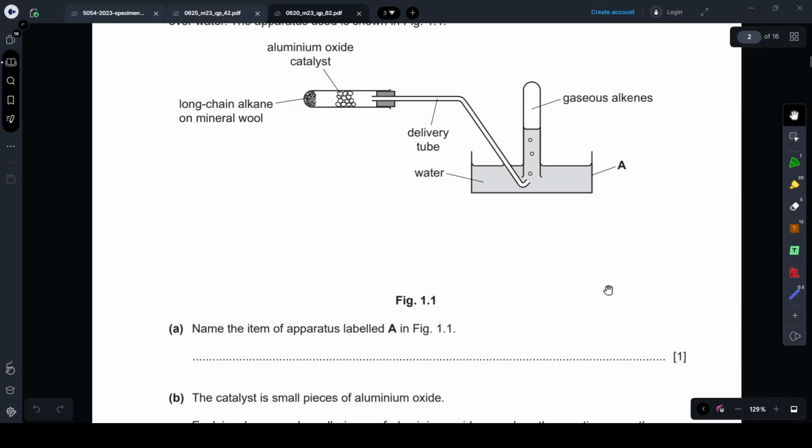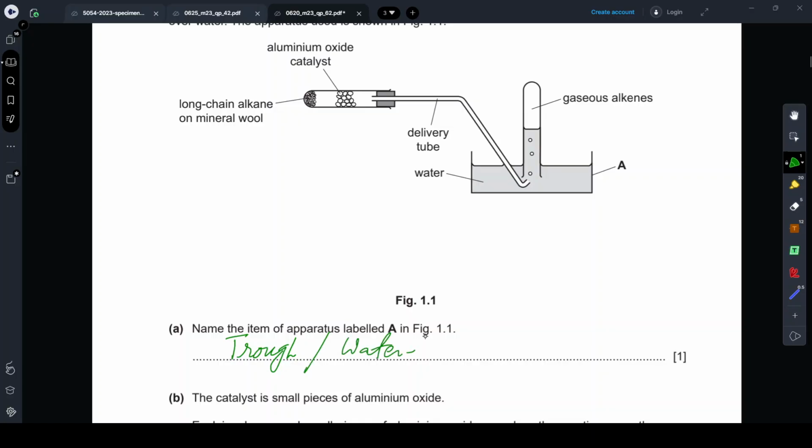So what is the apparatus labeled A? Trough? Yes. You can either call it a trough or a water bath. Okay.